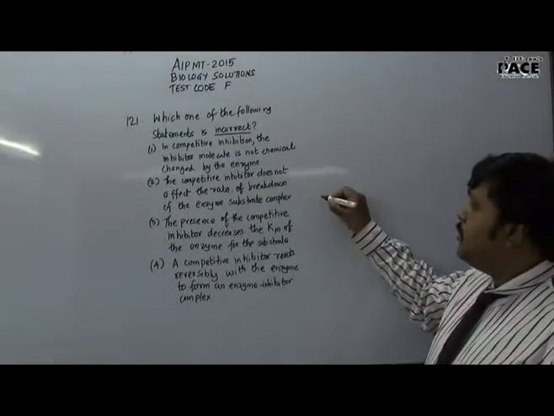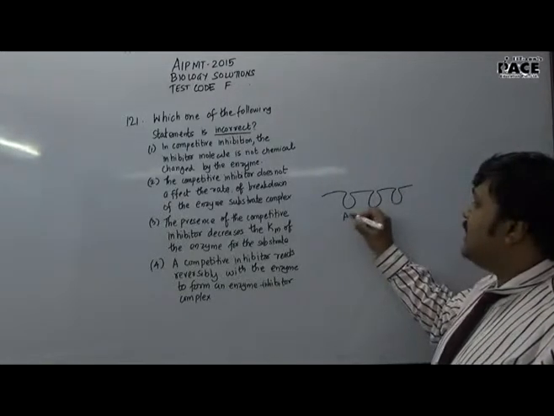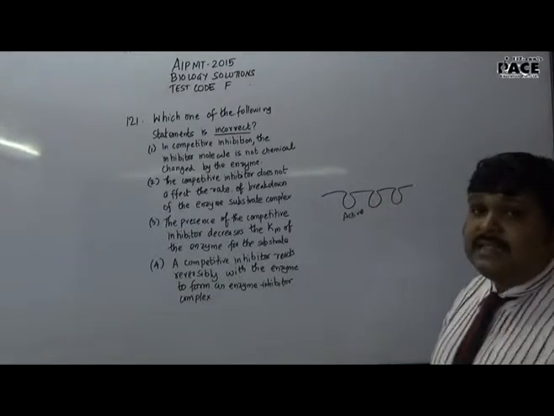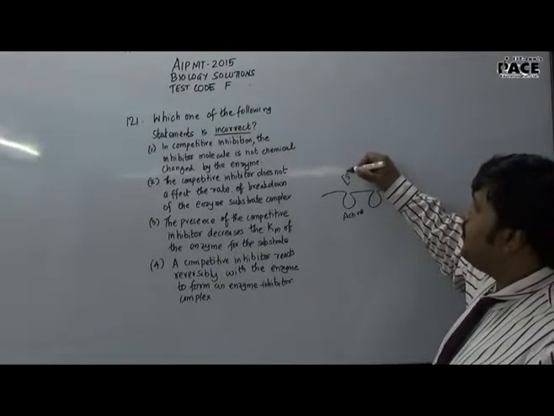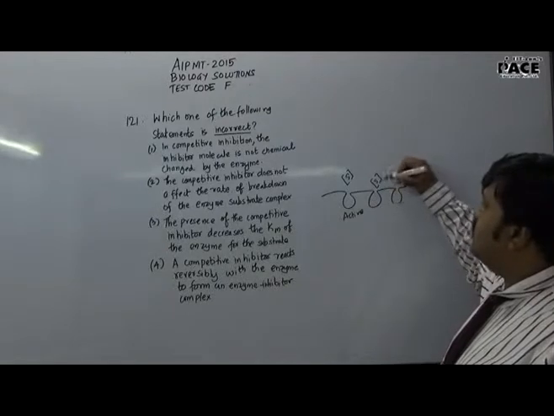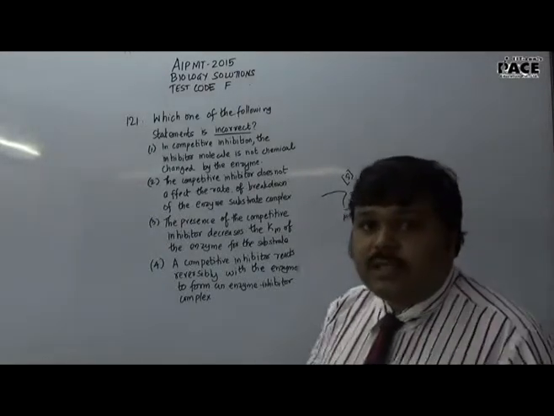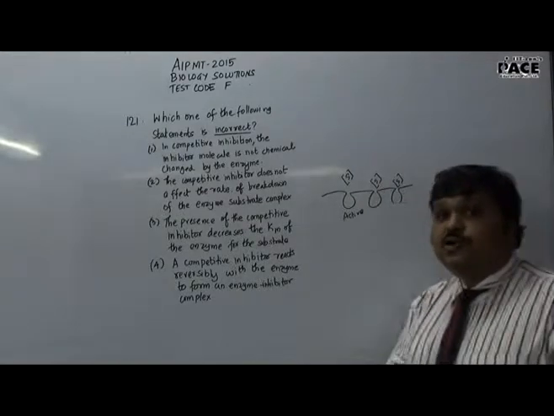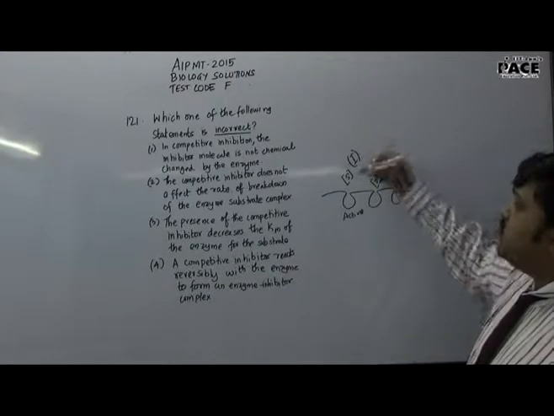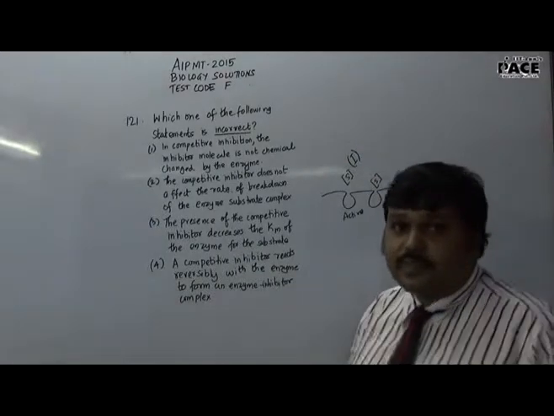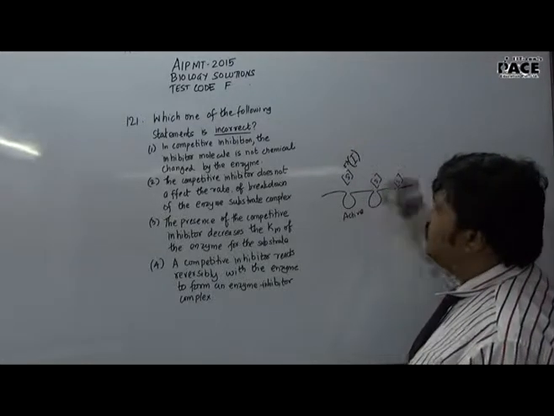Now, an enzyme will have areas in itself. They are called active sites. And these active sites of enzymes are specific for substrate, just like a lock and key. Now, what is competitive inhibition? Competitive inhibition is when an inhibitor actually looks like a substrate. Now, this inhibitor will compete with the substrate.